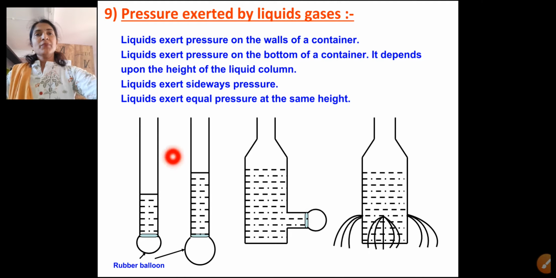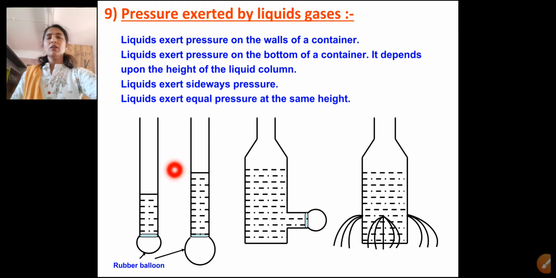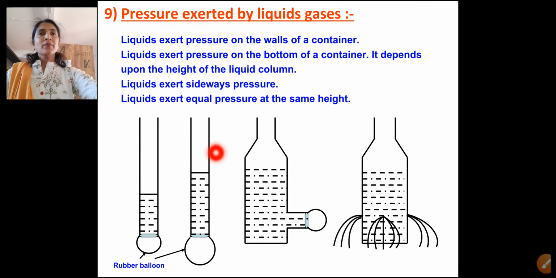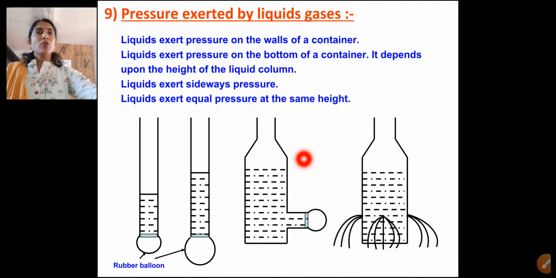For example, this is one container. All these pictures are of containers, and in the container the liquid is filled. You can even choose a Bisleri bottle. In the bottle you can fill water and perform this same activity. So you will come to know that the liquid exerts pressure on the wall of the container.